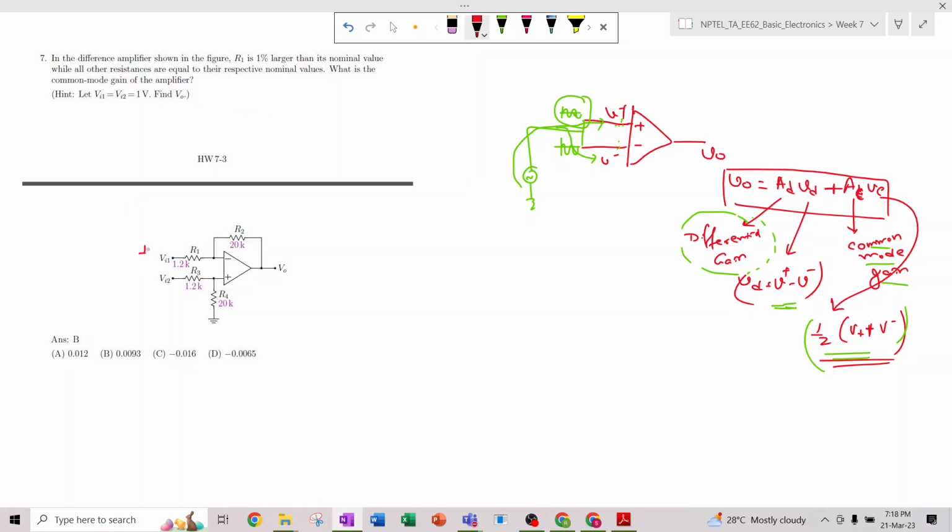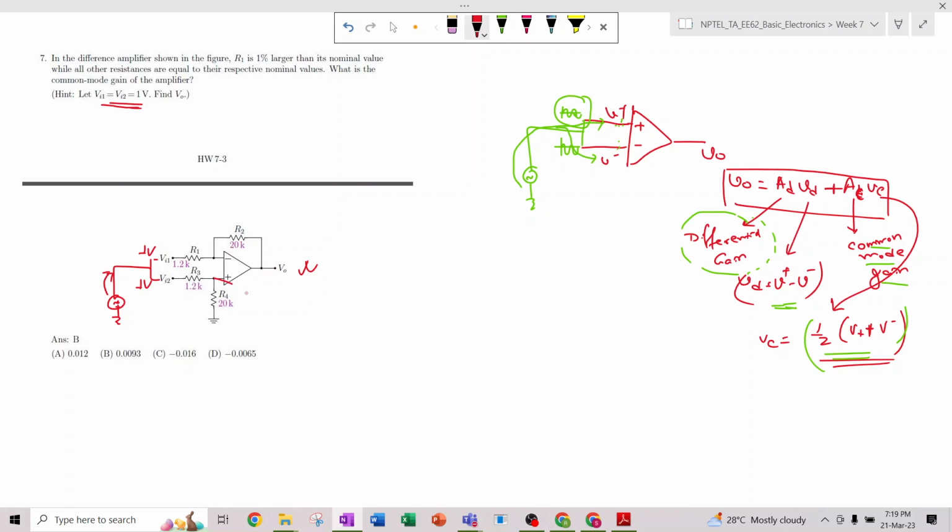Suppose 1 volt is applied through this, so the same 1 volt will be applied through this also, because it's a common mode signal. For both inputs there is a single source, so from this source this 1 volt is coming. So we consider Vi1 and Vi2 as 1 volt, and then we find the value of V naught, and that gives us the common mode gain. This is Vc, and Vc is half of V plus plus V minus. How can we calculate it?